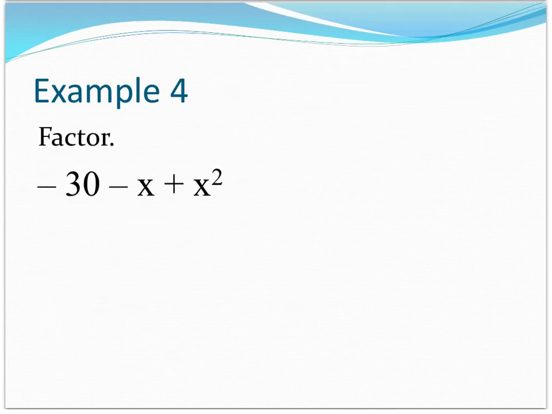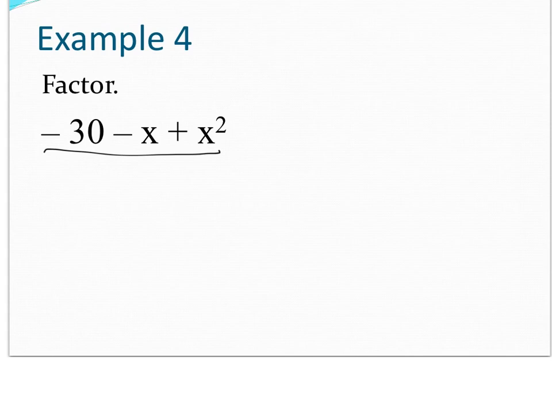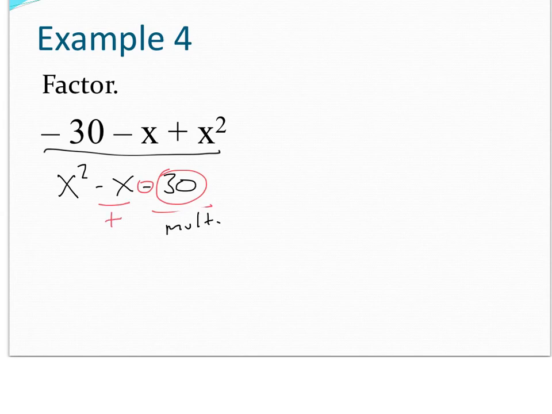The idea with this example is we see how it's written. It's not in standard form, so the first thing that I am going to do is I'm going to go ahead and rewrite it in standard form. Just visually it makes it easier for me. And then I'm going to look at my last number, include the negative. This is what multiplies. Let me erase that because it looks like it's an x. What multiplies to this but adds to negative 1.